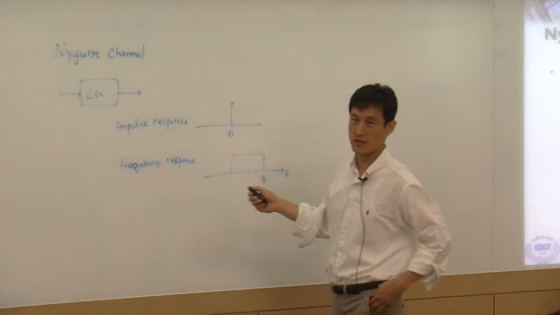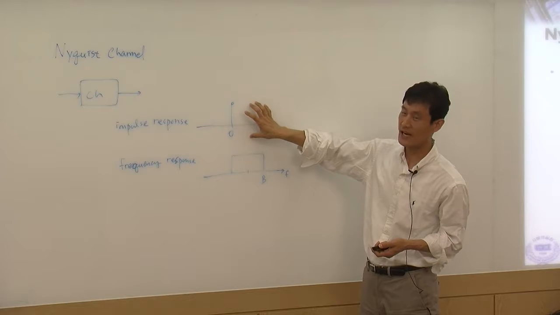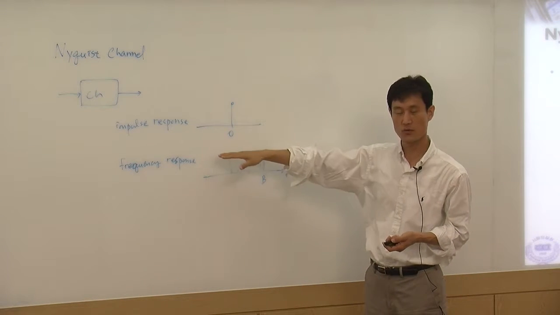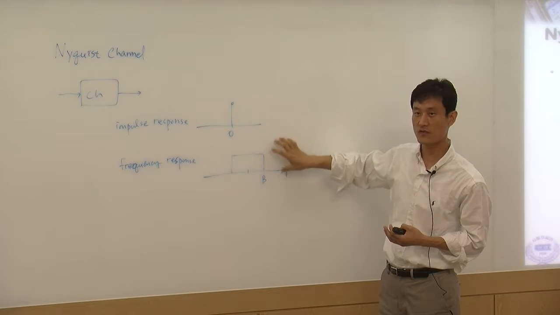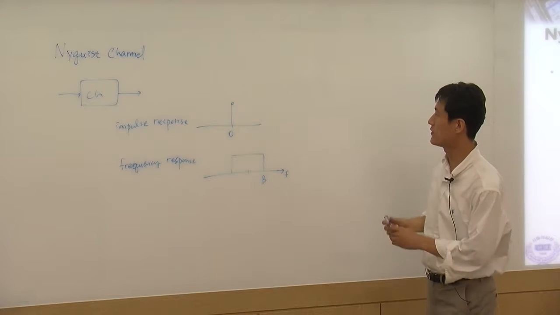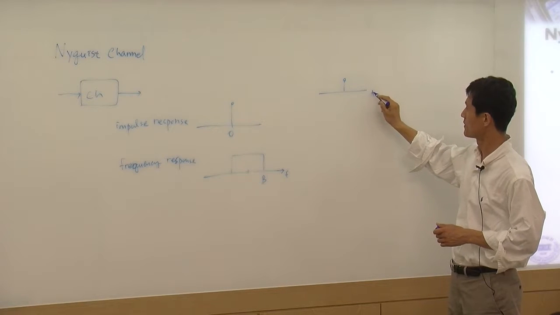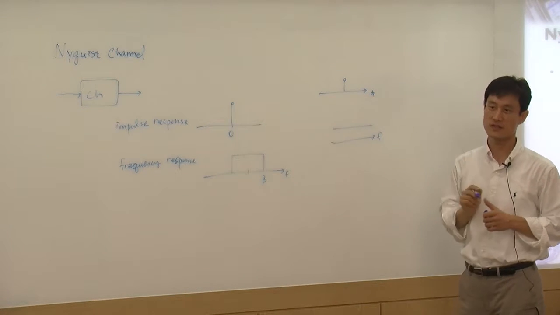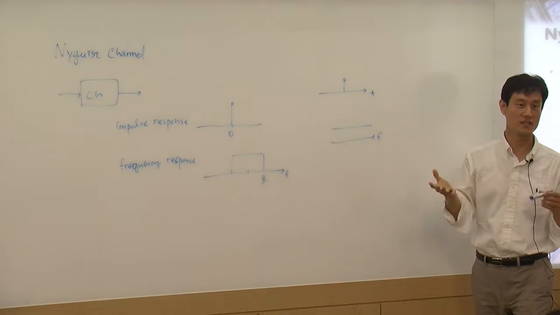What we can notice here is that typically, when you have this ideal impulse response, your frequency response will be flat, because these two have a Fourier transform relationship. Think about the Fourier transform of an impulse in time. When you take a Fourier transform, it's going to be flat in frequency. This is the relationship between these two, in general.